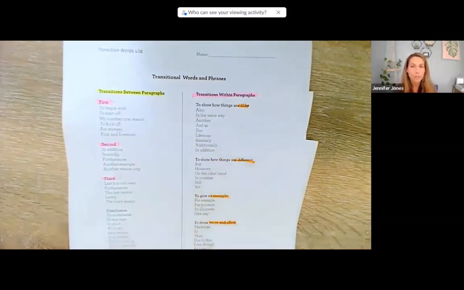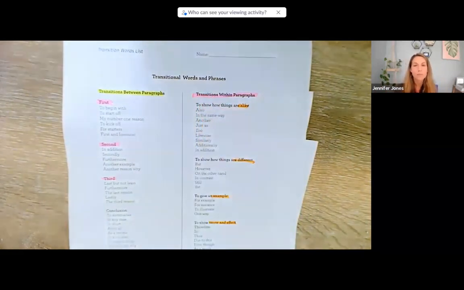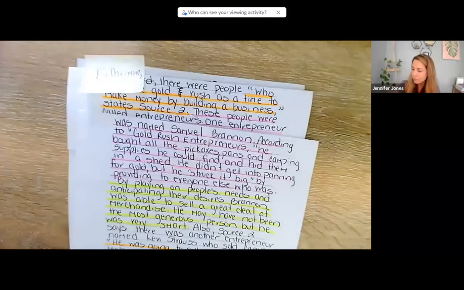So we would choose appropriate transitional words or phrases for that particular relationship. If I'm showing how two things are alike, if their relationship is that they're similar and they're alike, I will choose from this word list. If I'm showing how two things are different, so if their relationship is they are opposites or they are different from one another, I choose from this list, and so on. So I'm going to look back. I'll model how to do this for you first.